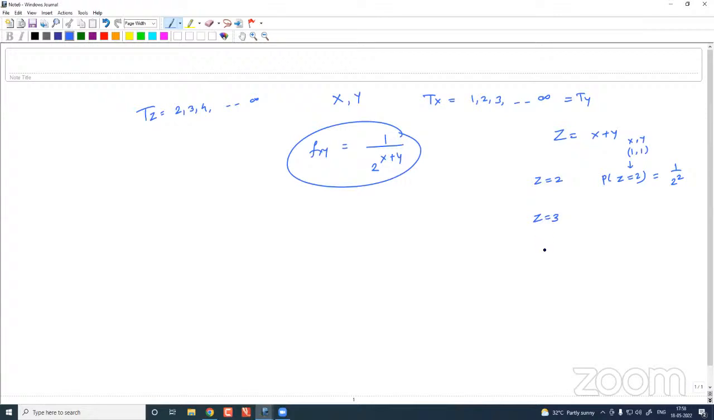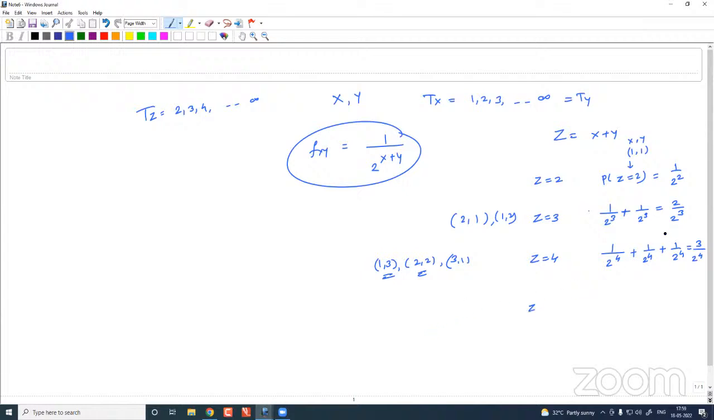When z equals 3: (2, 1) and (1, 2). So how can I write the probability here? 1 upon 2 to the power 3 plus 1 upon 2 to the power 3, which is nothing but 2 upon 2 to the power 3. For z equals 4, what are the possible conditions? (1, 3), (3, 1), (2, 2). So the probability is 1 upon 2 to the power 4 for this, plus for this 1 upon 2 to the power 4, plus this, which is nothing but 3 upon 2 to the power 4.